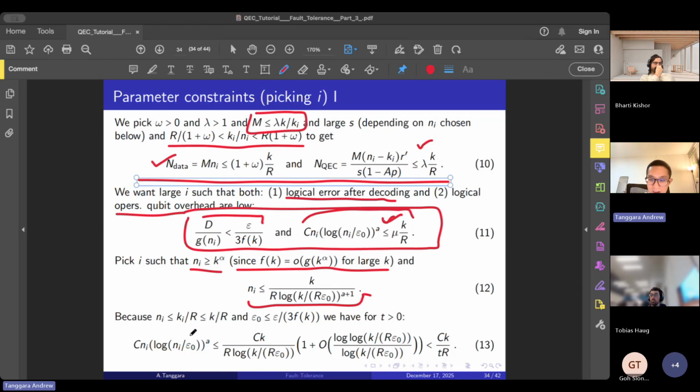There were a couple more lines here that I don't show you. But basically, if I use this n_i, I can bound this term by this, for some t greater than zero, and that's going to work just fine, because now it's kind of like a constant in k.